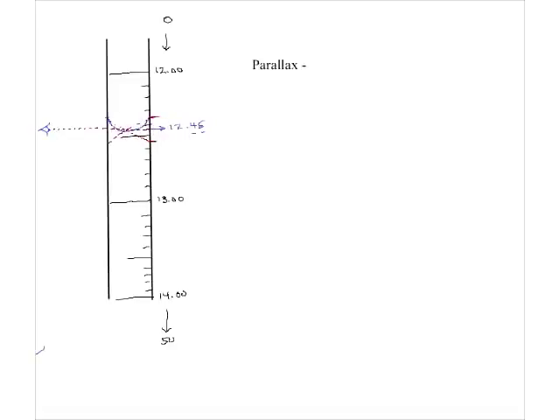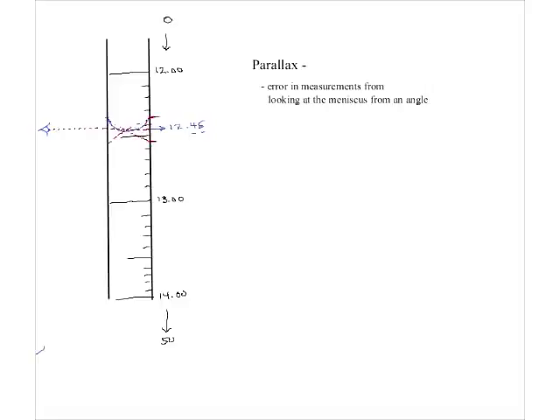Now we've got to watch out for parallax. Parallax is an error in measurement from looking at something from an angle. The idea behind this is this is your eyeball right here. I'm poking you in the eye now. Ooh, that hurts. We want to look straight across because that's where we get the straight measurement.